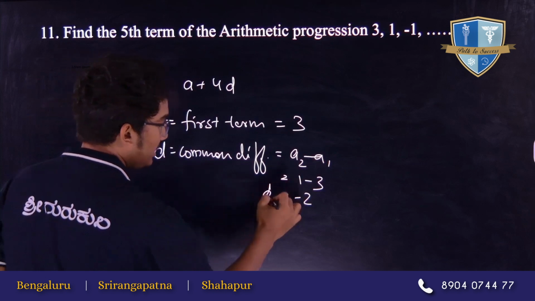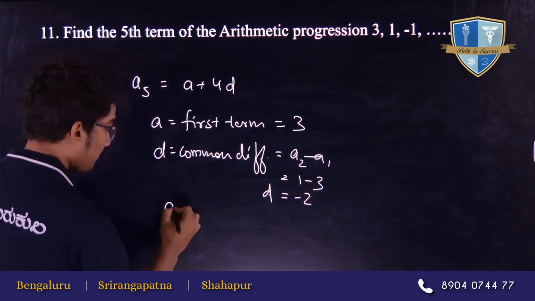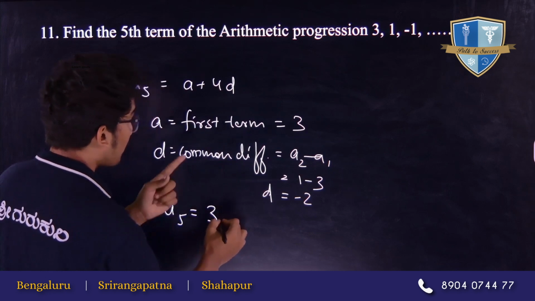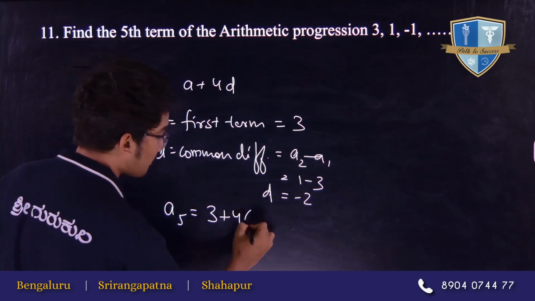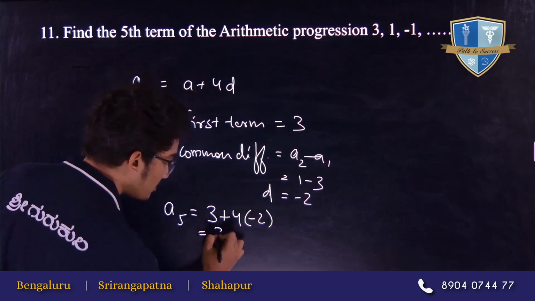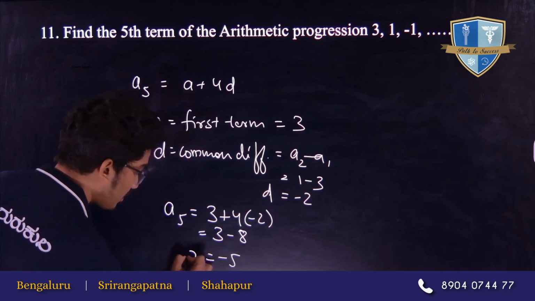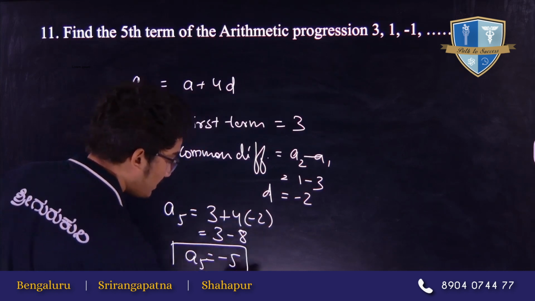So now we have D and now we have A. So A5 will be equal to A, which is 3, plus 4 times D, which is -2. So this is equal to 3 minus 8, which is equal to -5. So our fifth term is -5.